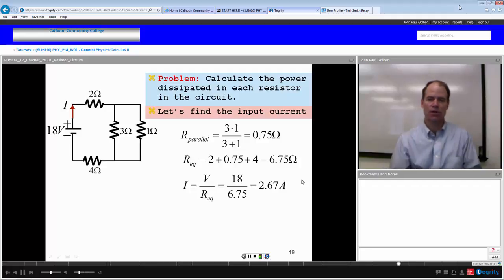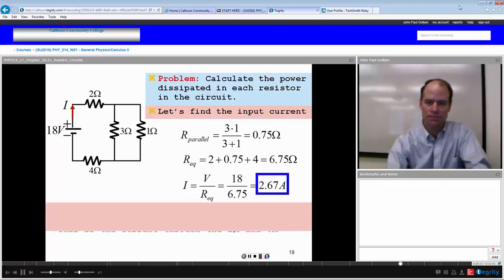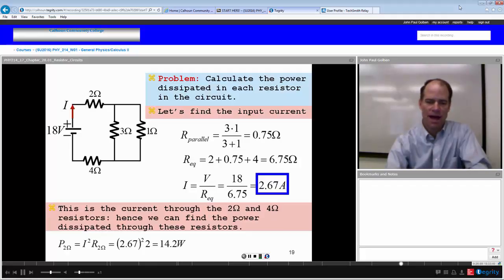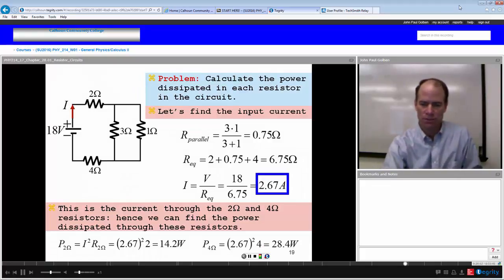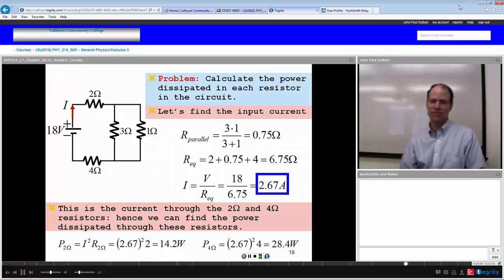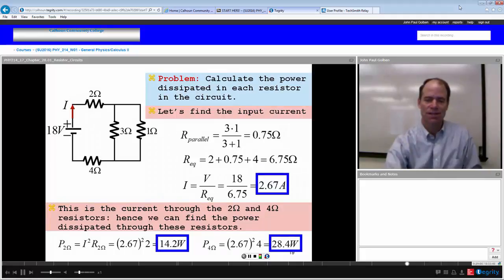So now we know the current going through the 2 ohms and the 4 ohms in particular, and we can calculate the power dissipated in those 2 resistors. That's going to be I squared R, and for the 2 ohms, that's going to be 2.67 amps squared times 2 ohms, which is 14.2 watts. So that is the power dissipated in the 2 ohm resistor up top. And we're going to have the same current flowing through the 4 ohms. So that's going to be 2.67 amps squared times 4 ohms, 28.4 watts. So we've found the power dissipated in 2 of the resistors so far.